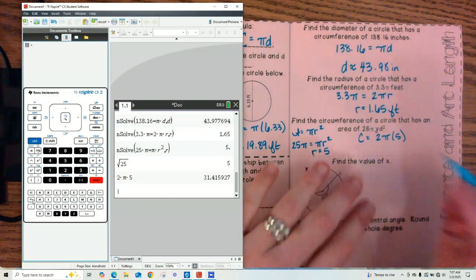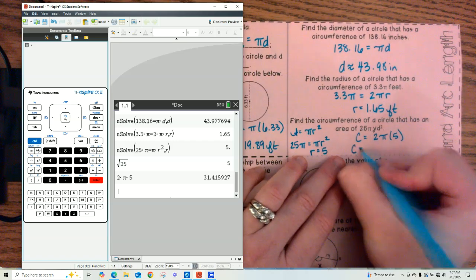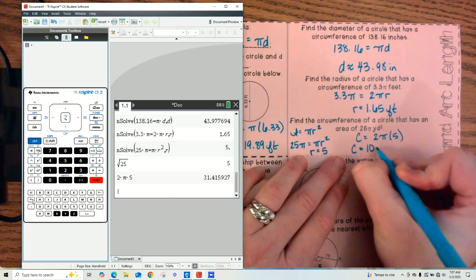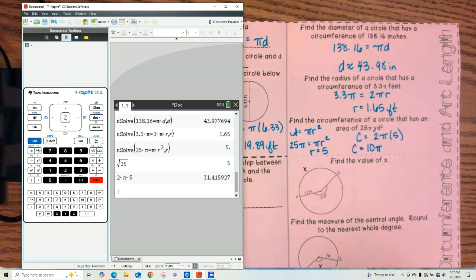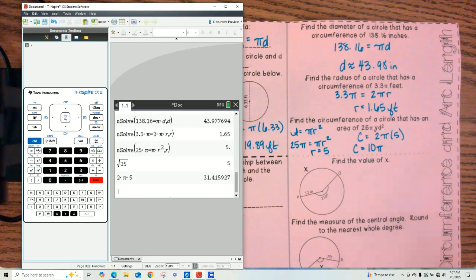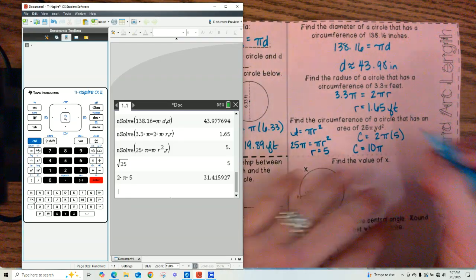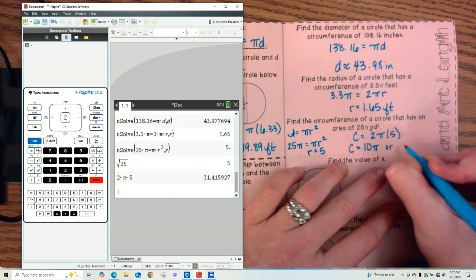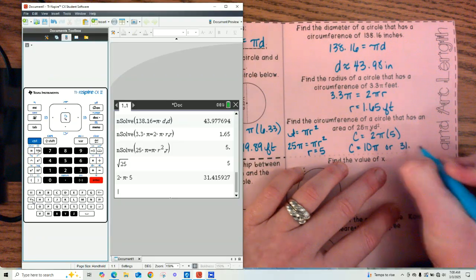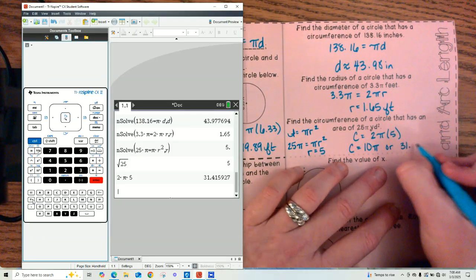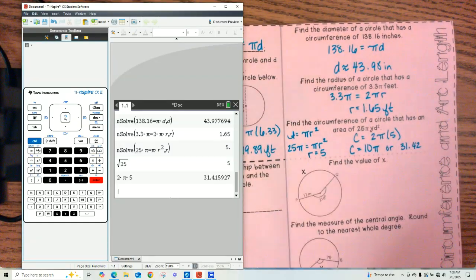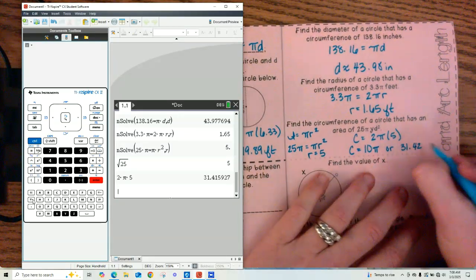And our circumference, we can write this two ways. 2 times 5 is 10, and then we can just attach the pi onto it. Since that's how they gave us this answer, we can answer in terms of pi. Or we can answer in a decimal. 31.42, this one will round up. And that'll be yards.